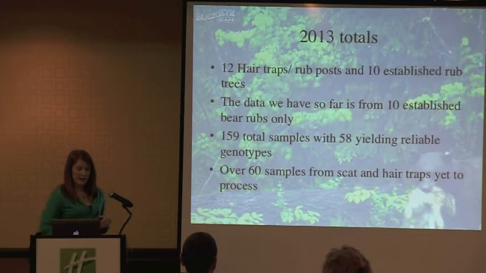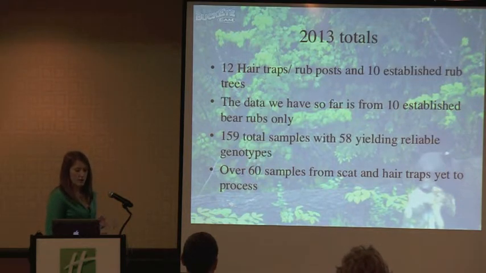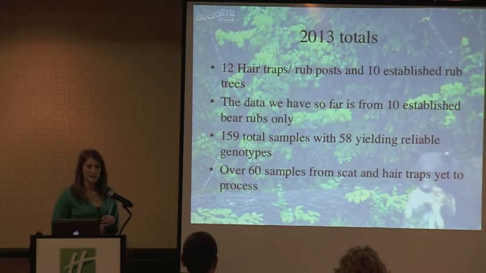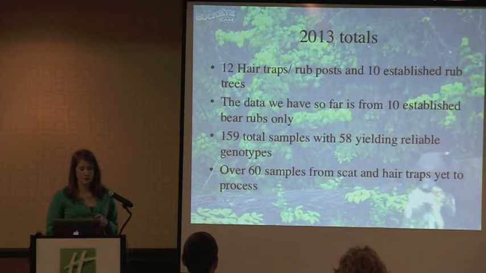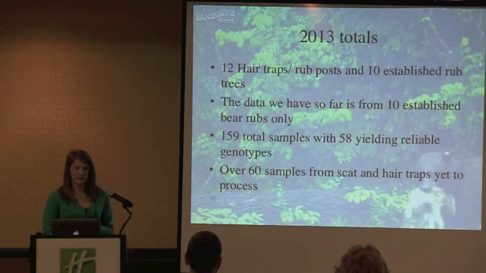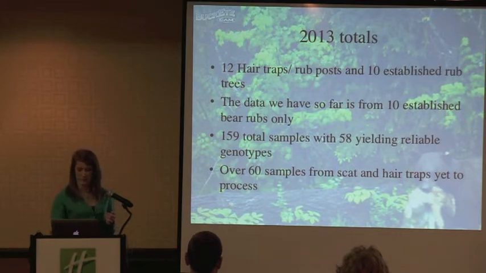This past year, our sampling effort was more robust. We had around 12 hair traps and rub posts and about 10 established rub trees. The data we have so far is from the 10 rub trees only, and so far we've processed 159 total samples, and 58 of those have yielded reliable genotypes. And then we still have over 60 samples from scat and hair traps that have yet to be processed.